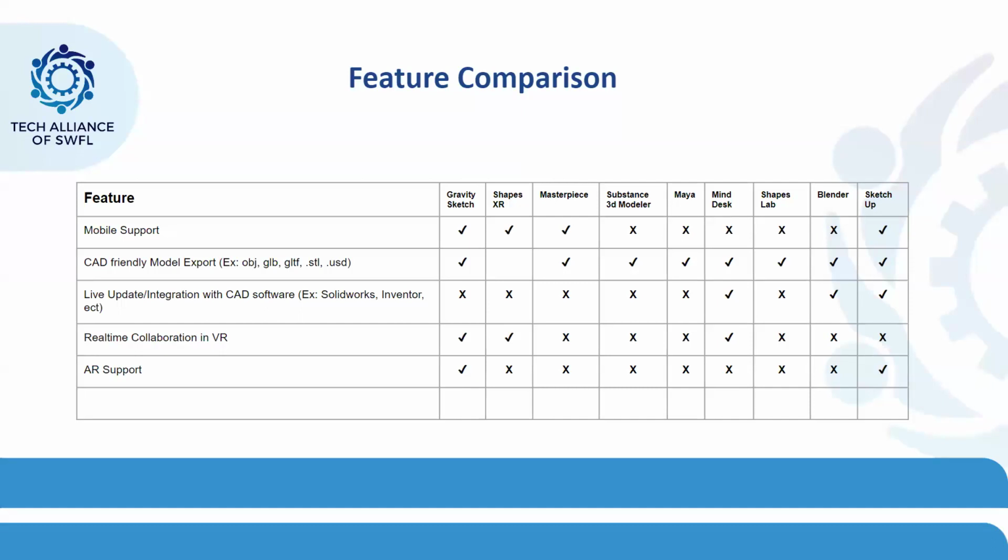Yes. So Gravity Sketch, you can. Masterpiece, you can. Substance 3D Modeler, Maya, MindDesk, Shapes XR, Blender, and SketchUp. All those. The only one that's the exception is Shapes XR, which you can export models, but it's a little difficult. It's not exactly like the other ones. The other option is, can you live update or integrate with a CAD software? So if you're creating something in real life and you want to integrate with a CAD software, which one can do that? So a lot of these options cannot do that.